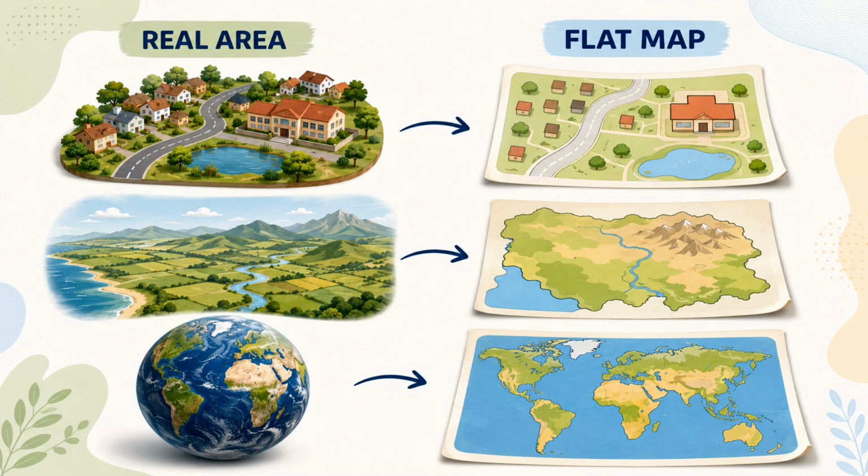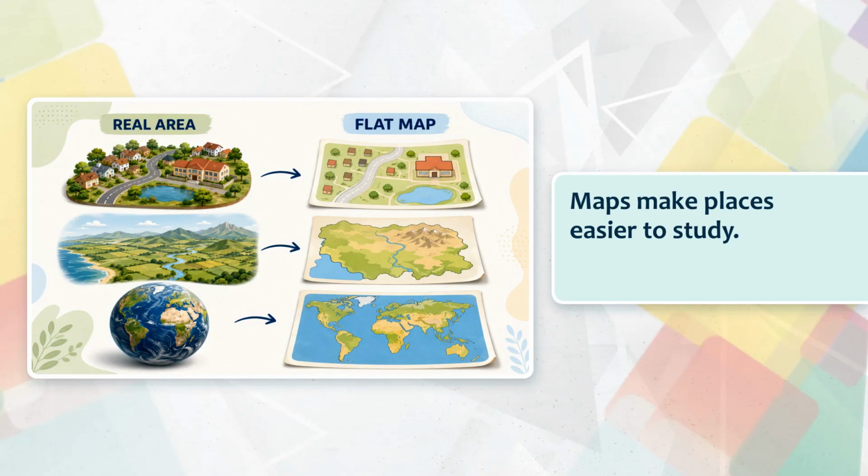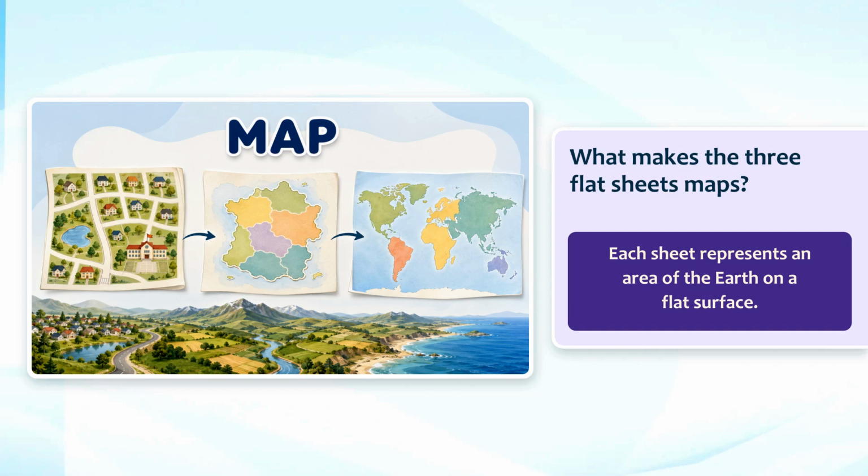Real places are too large to place on a desk, so a map reduces them while keeping the positions and relationships that matter. This lets us study a place clearly without being in every part of it. Think about what studying a place needs. Maps make places easier to study. This helps us focus on the information we need. Look closely at the sheets before you answer.